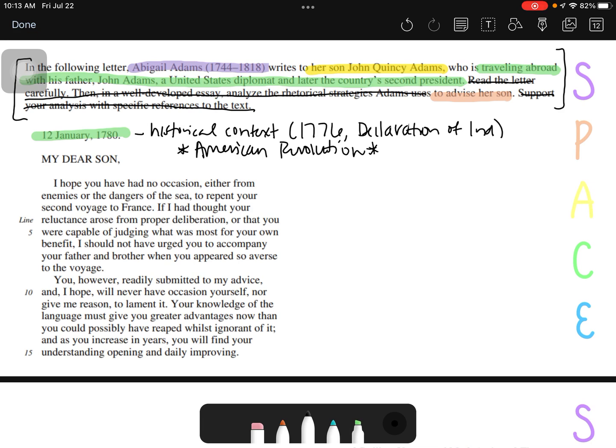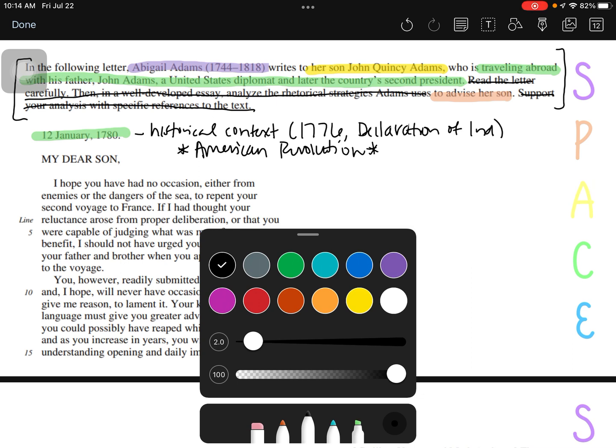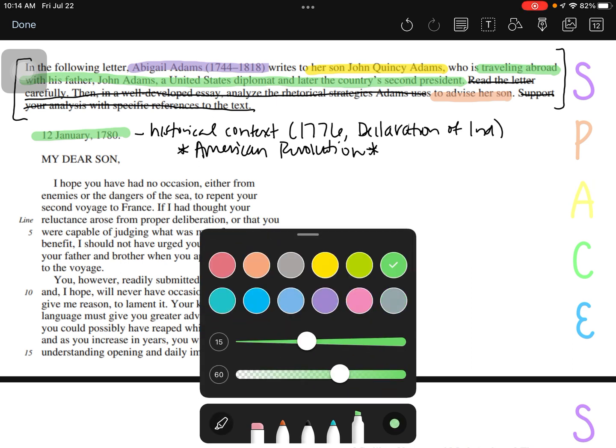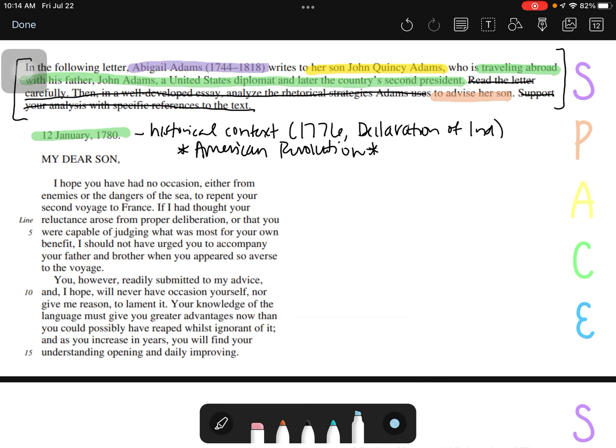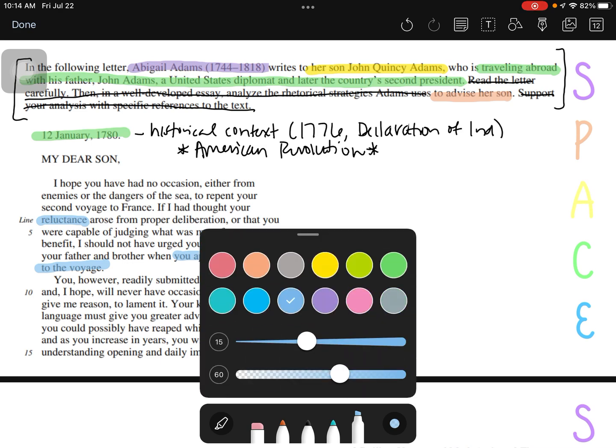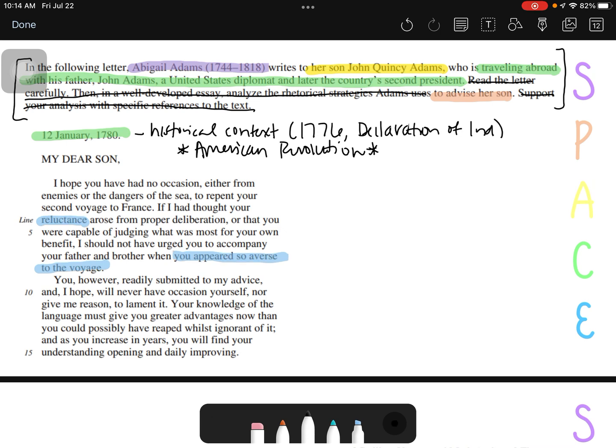So here's a little piece of context. It can also be kind of dabbling in our exigence as well. Let me switch to my highlighter, because there's a few things. She points out that Adams was reluctant, that he appeared so averse to the voyage. And because this is how she's starting her letter, that's a good sign that this might be why she's writing the letter. So I'll put in a little note for that because, as you know, blue is our exigence.